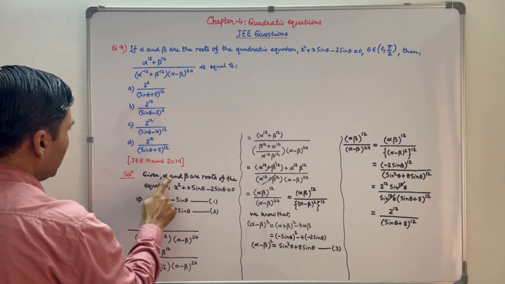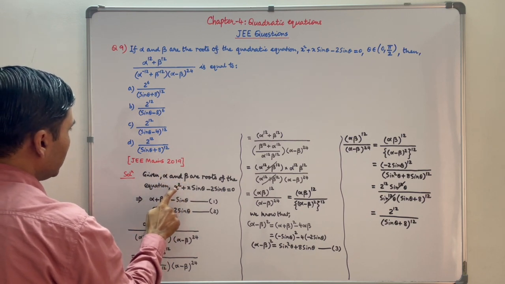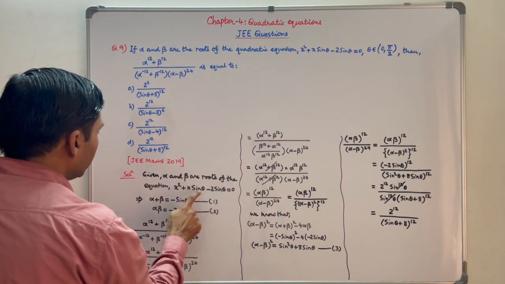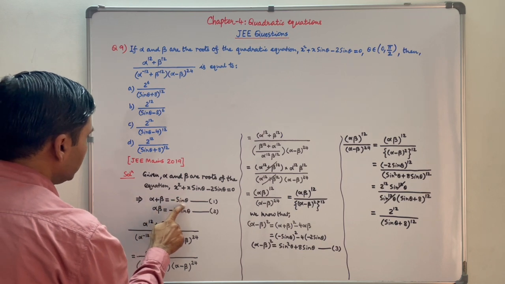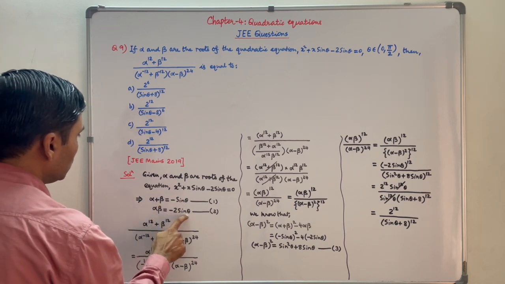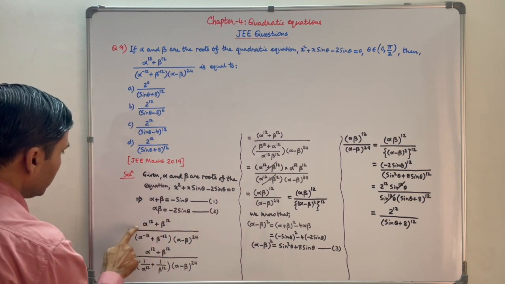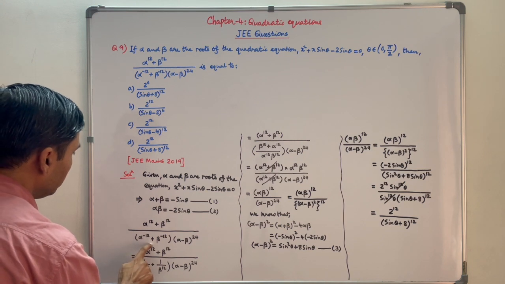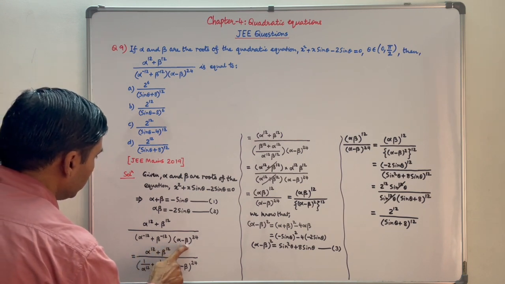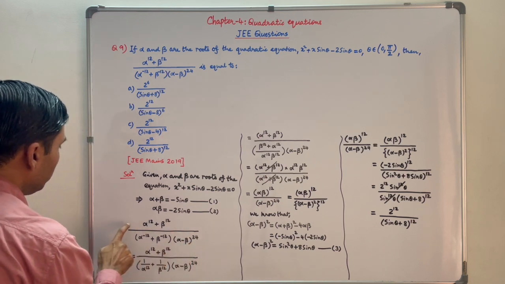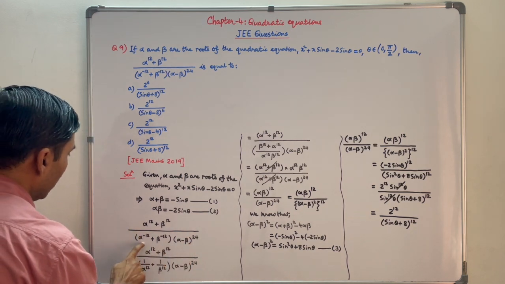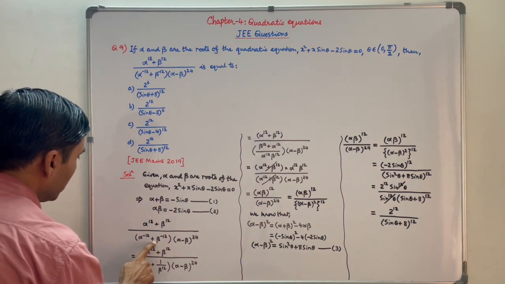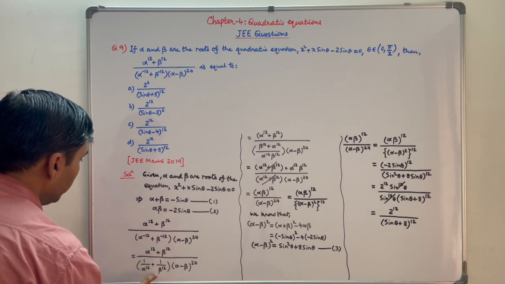It is given that alpha and beta are roots of the quadratic equation x square plus x sin theta minus 2 sin theta is equal to 0. So we can write alpha plus beta is equal to minus sin theta and alpha beta is equal to minus 2 sin theta. The given expression is alpha to power 12 plus beta to power 12 upon alpha to power minus 12 plus beta to power minus 12 into alpha minus beta to power 24. We will simplify this expression first. Alpha to power minus 12 can be written as 1 by alpha to power 12. Similarly, beta to power minus 12 can be written as 1 by beta to power 12.